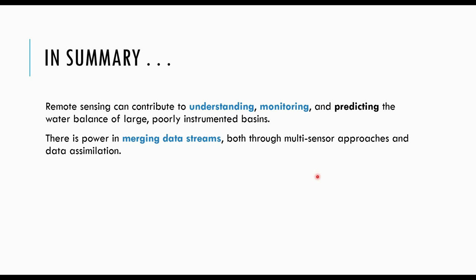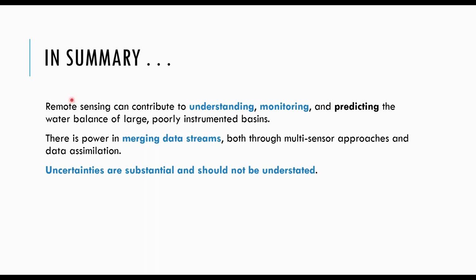I think that we've also really recognized the power in merging data streams. And that's true when you're using multi-sensor approaches to close the water balance, and also when you're using them in data assimilation. And that can be true in a confirmatory sense, saying, okay, we know that we're doing well, but also, importantly, in identifying where our limitations are when we see discrepancies between different observing systems.